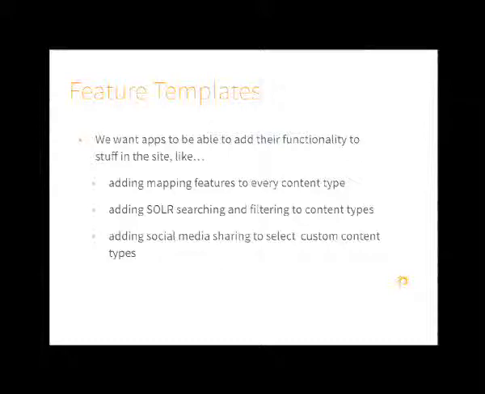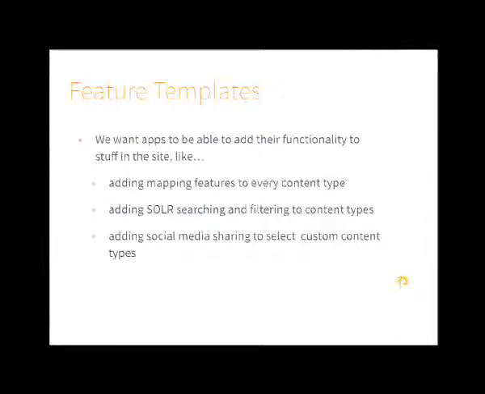So the thing we're working on, and probably the biggest technical piece for OpenPublic 1.0 that's going to be new, is this thing called features templates. And what we want to do is all the things I just talked about. We want to create a way, if you're building an app and building new functionality in a module, that you can basically say, I want to add that functionality to all the stuff that's already in OpenPublic.